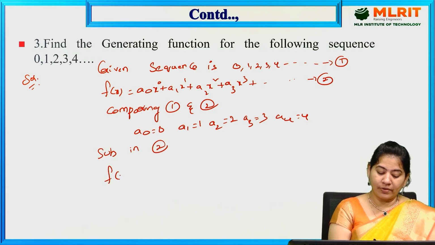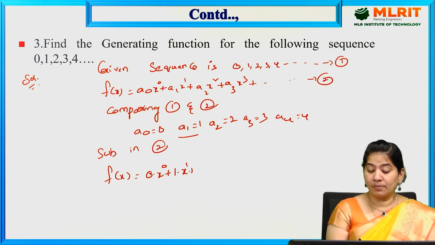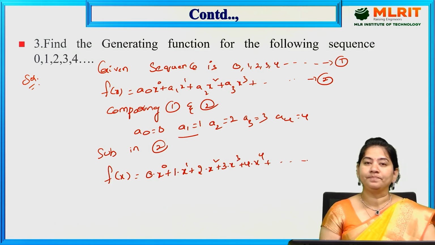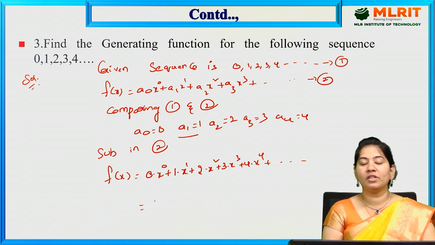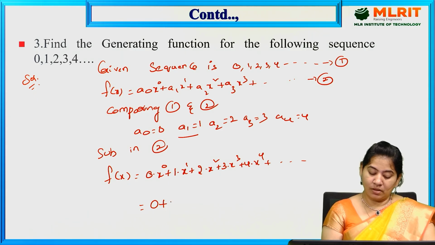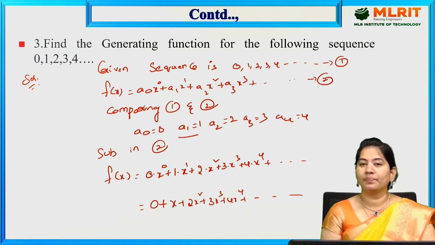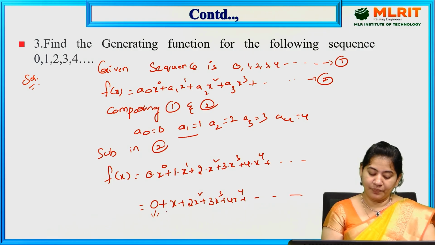Then you will get f of x is equal to 0 into x^0, and a1 is 1, so 1 into x^1, plus a2 is 2, 2 into x^2, plus 3 into x^3 plus 4 into x^4, and so on. Now 0 into x^0: x^0 is 1, but 1 into 0 is 0. So you will get 0 plus x plus 2x^2 plus 3x^3 plus 4x^4, and so on. The 0 we will not consider, so you get only x plus 2x^2 plus 3x^3 plus 4x^4.